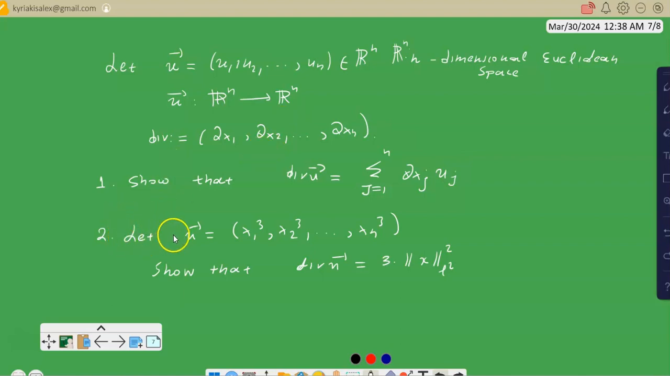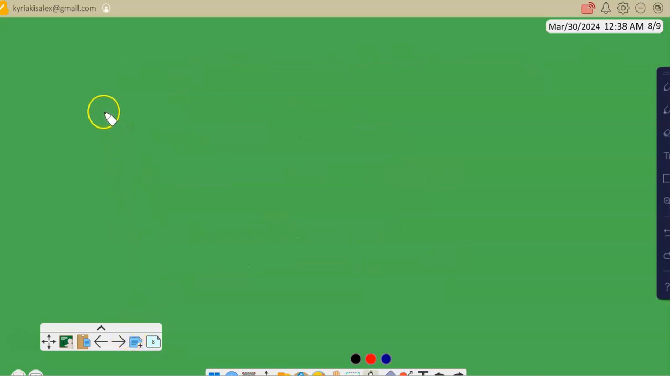And the second question is the following. We have U, which is (x1 cubed, x2 cubed, ..., xn cubed), and we would like to show that the divergence of this vector field is 3 times the little L2 norm of x, squared. We pay attention to the first question.